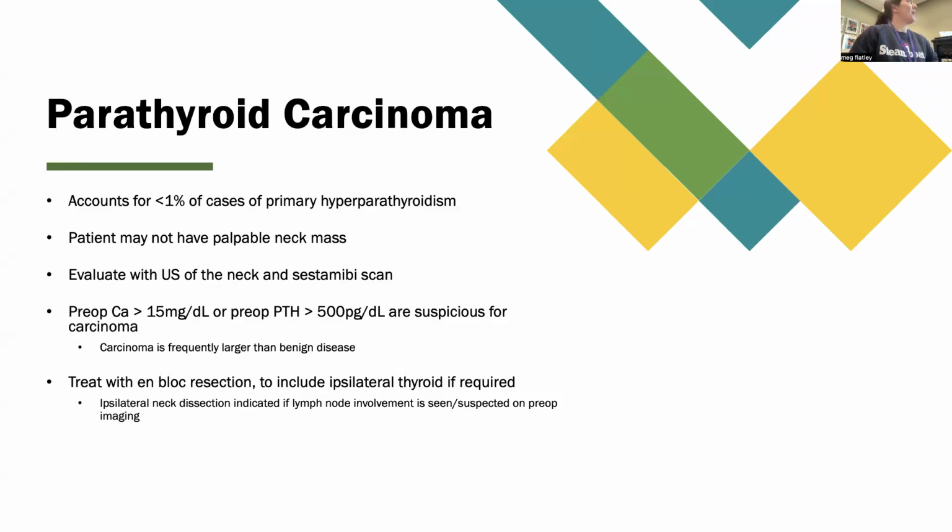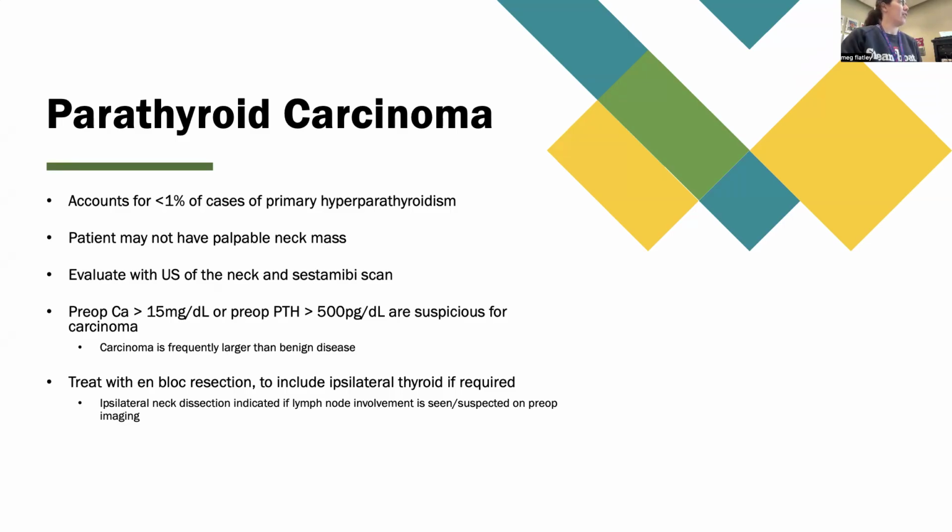And then very briefly, parathyroid carcinoma accounts for less than 1% of all cases of primary hyperparathyroidism. And this you want to be suspicious of if they have a significantly elevated calcium, so over 14 or 15, or if the pre-op PTH is very high. Some of these patients will have a neck mass, so a large parathyroid mass can also clue you into this, but a lot of these patients will not have any external signs. It'll just be these lab values.